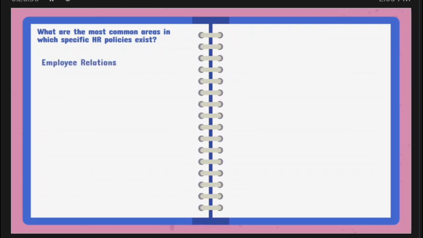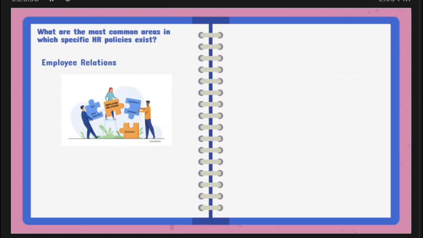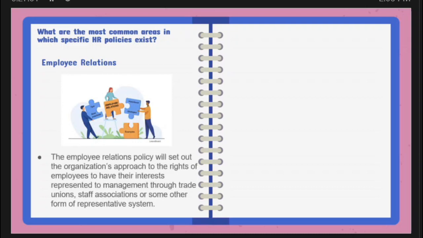Next, we have the employee relations. The employee relations policy will set out the organization's approach to the right of employees to have their interests represented to management through trade unions, staff association, or some other form of representative system. It will also cover the basis on which the organization works with trade unions, for example emphasizing that it should be regarded as a partnership.